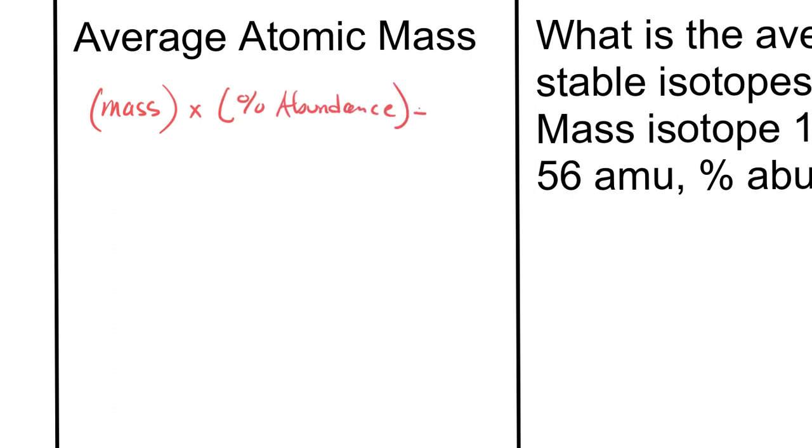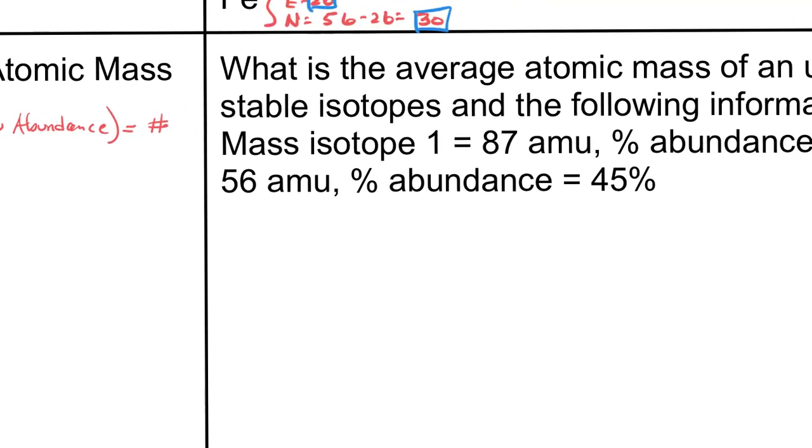And you do that for every single isotope that exists, and then you're going to get what we call a weighted mass, and that's going to be a number at the very end. And you're going to do this for every single isotope that is in the problem. So here, we look at this particular problem.